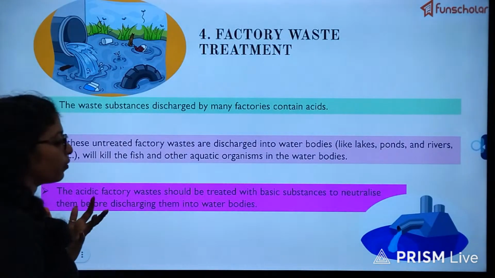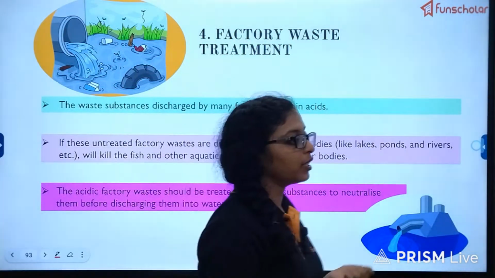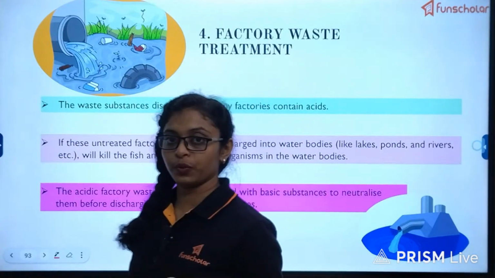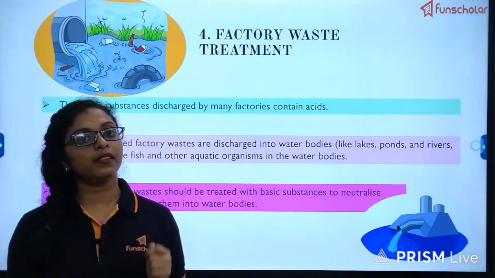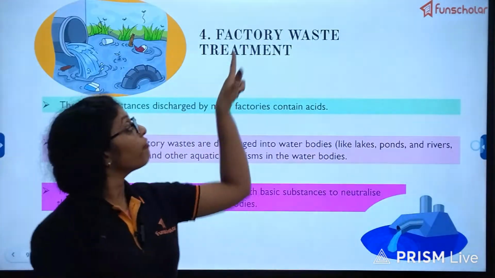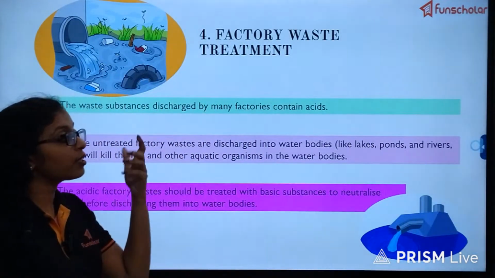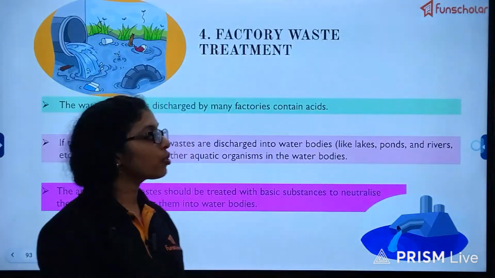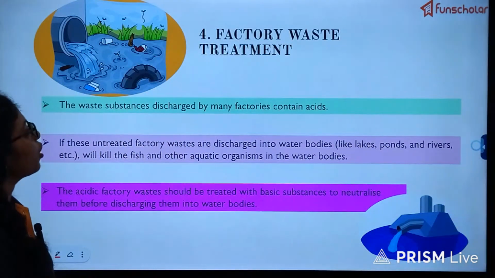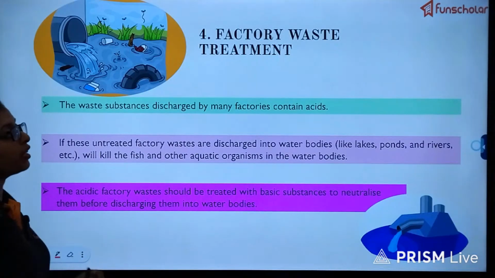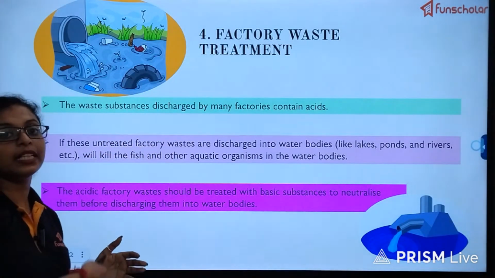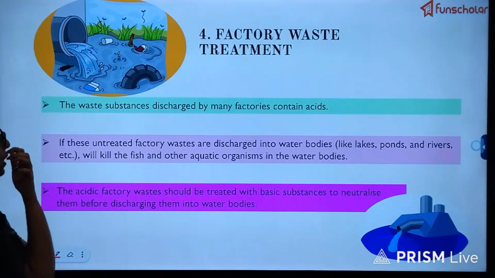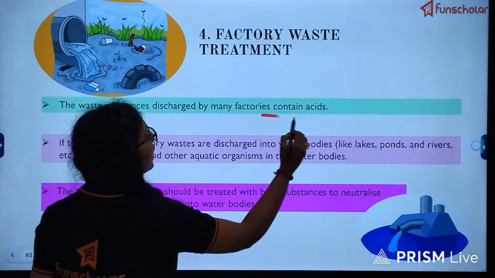Okay, so factory waste treatments. We have already heard a lot about soil pollution, air pollution, and water pollution, right? One of the major reasons for water pollution is factory waste mixing with river water. To prevent those kinds of problems, we first need to treat the factory waste before releasing it into the environment. Okay, so the waste substances discharged by many factories contain acids.